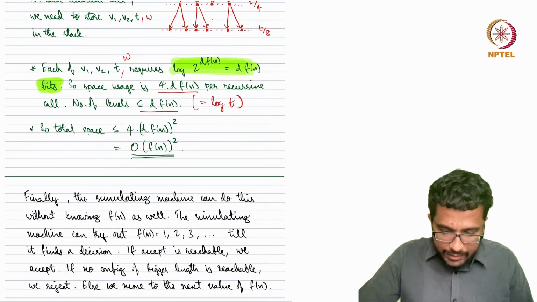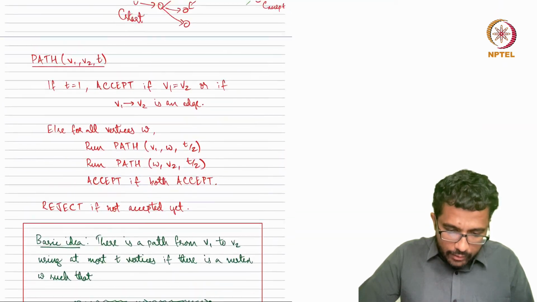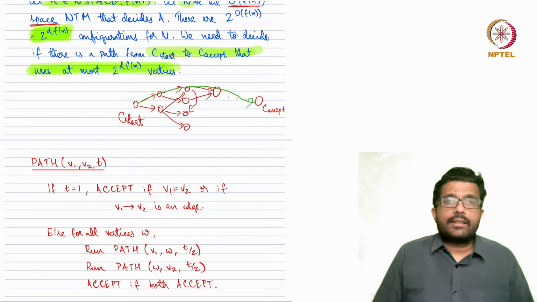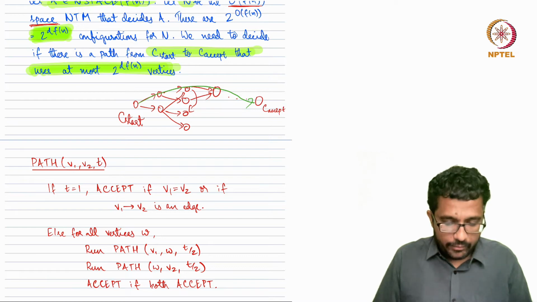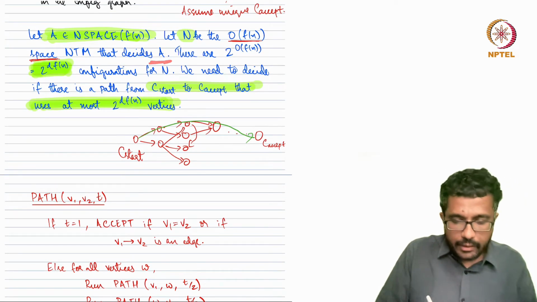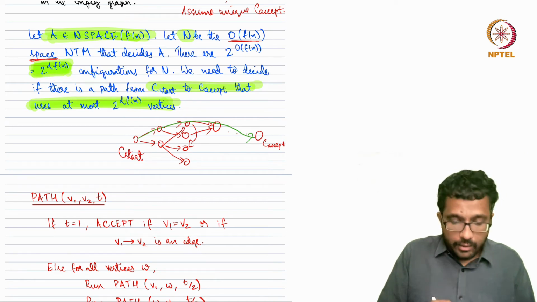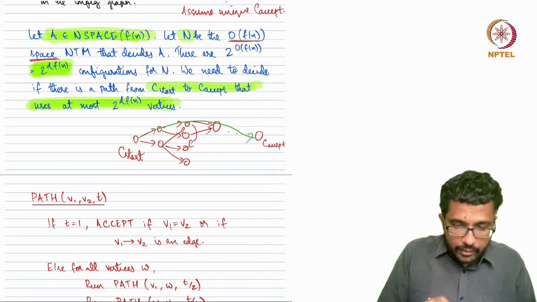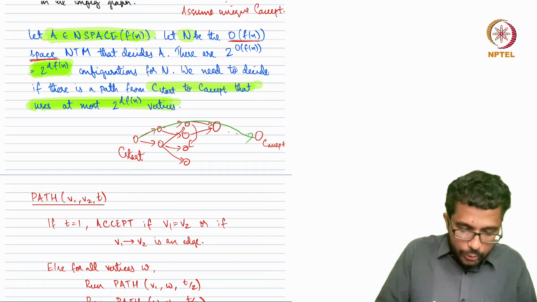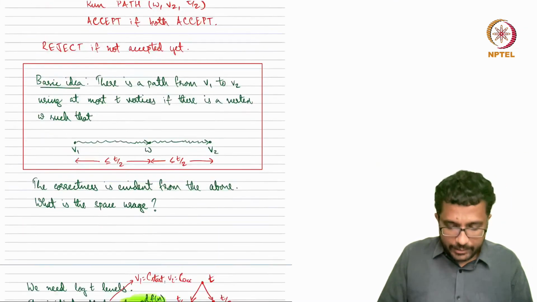And one more point. Here we are actually using the space usage of n. We need to know the space usage of the Turing machine that decides A, right? That is one thing that we are using here, because 2 power dfn is being used in the initial call of path, right?